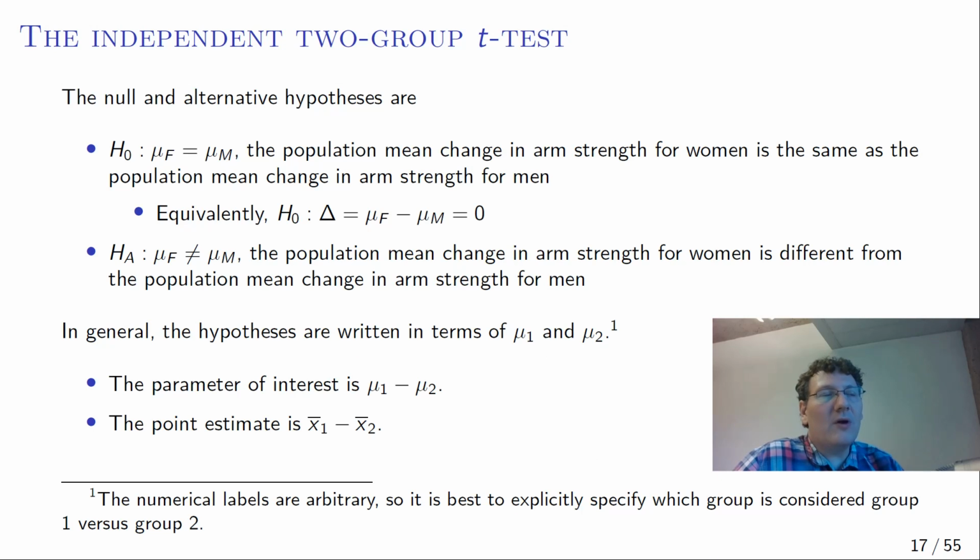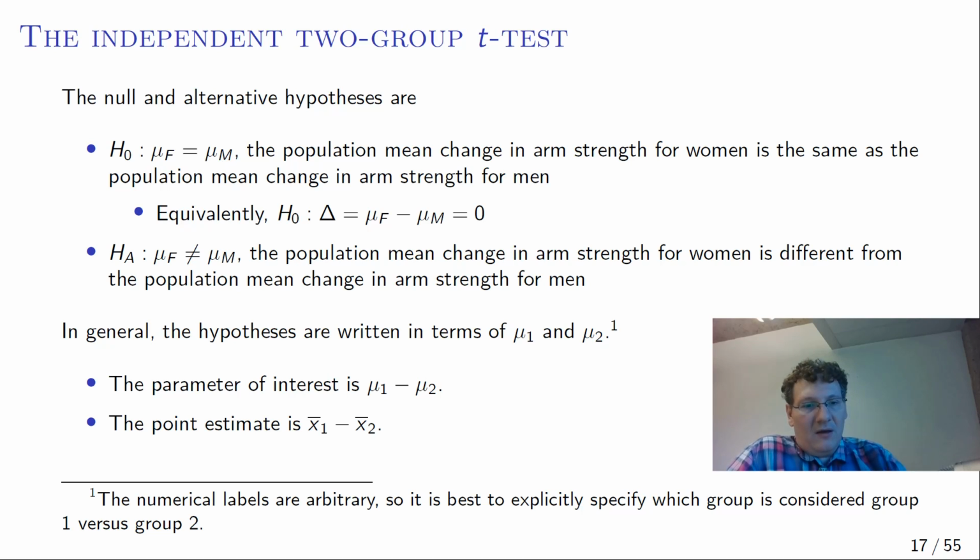So if we're interested in comparing this, the null hypothesis is going to be that the mean change in arm strength for females is equal to the mean for males. So mu F equals mu M. And now instead you could subtract mu M from both sides of this equation and put mu F minus mu M on the left and say equals 0. And this is actually kind of typical, because this is us saying that the null hypothesis is that the difference in the means is equal to 0.